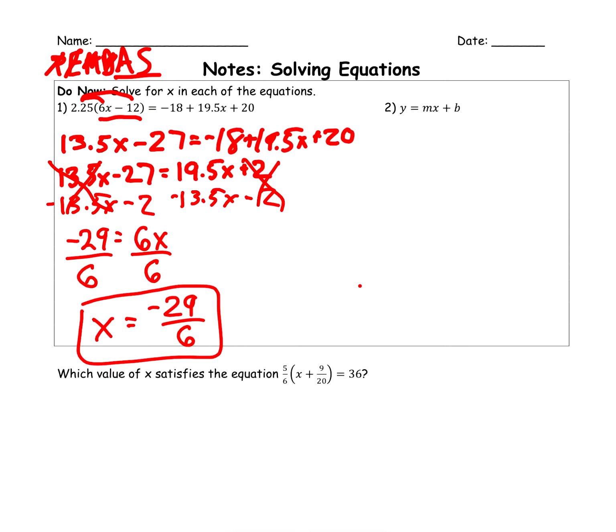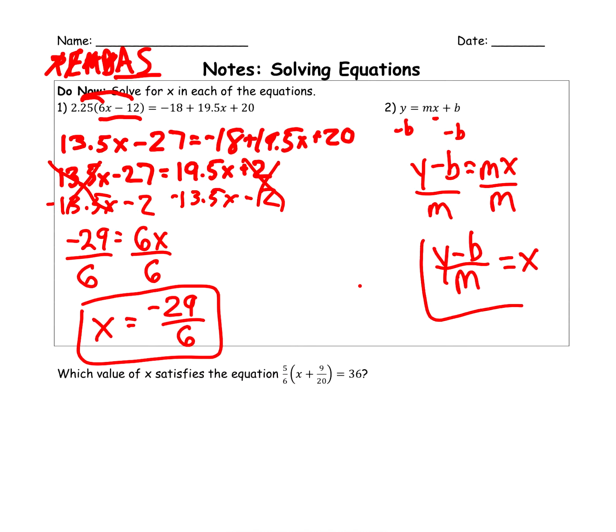And number 2, we are solving for x here. So we want to get x by itself. What's the first thing I would do to get x by itself here? Subtract b on both sides. We don't know what y is. I don't know what b is. So that just stays y minus b equals mx. Divide both sides by m to solve for x, and we do the inverse operation of multiplication, which is division. So we divide by m on both sides, and our final answer will be y minus b, all divided by m, equals x. So that's for the do now.